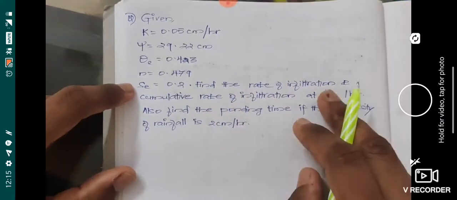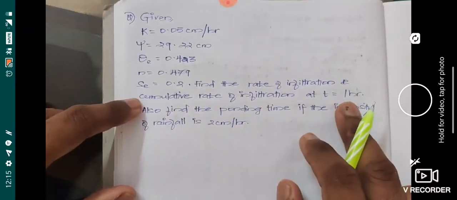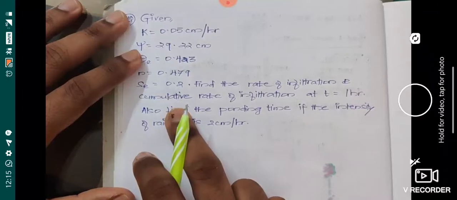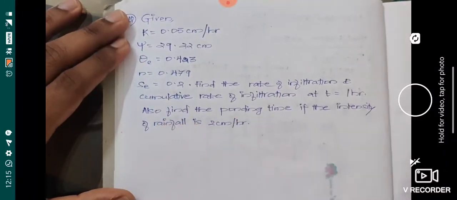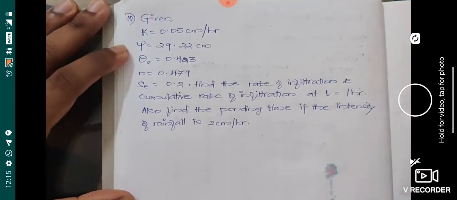You have to find the rate of infiltration and the cumulative infiltration at t equal to 1 hour. So you have to find the rate of infiltration as well as the cumulative infiltration, and also find the ponding time if the intensity of rainfall is 2 centimeter per hour. So I hope the question is clear.